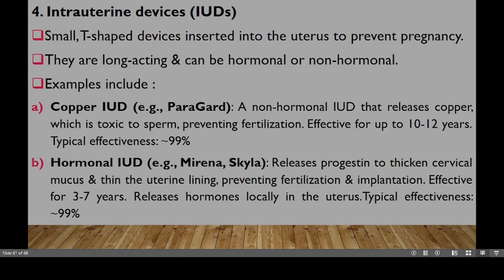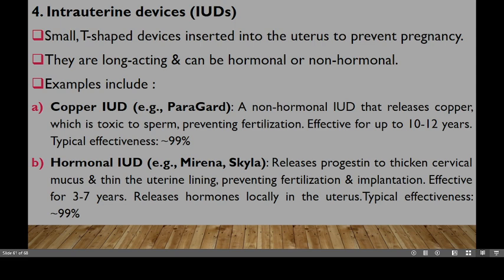The other method is the IUCD, which are small T-shaped devices that are normally inserted in the uterus to prevent pregnancy. They are long-term, long-acting, and can be hormonal or non-hormonal. For example, the non-hormonal one, we have the copper IUCD. That is the example. We have a Paragard. This is a non-hormonal IUCD that will release copper, and you know copper is toxic to sperm, and this will prevent fertilization.